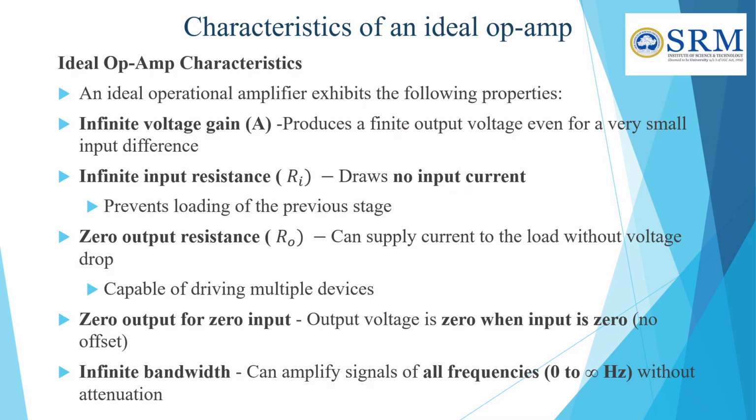The output resistance is ideally zero, allowing it to deliver maximum power to the load. When there is no input, the output should ideally be zero. This means no offset errors. An ideal op-amp can amplify signals of any frequency without losing strength. In reality, no op-amp is perfect, but these assumptions help us to analyze the circuit easily. So, an ideal op-amp will be having infinite gain, infinite input impedance, zero output resistance, and perfect response.